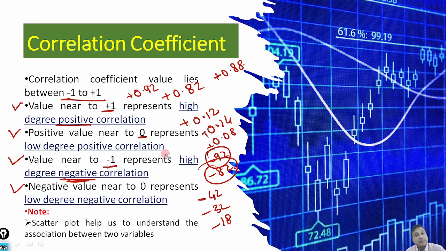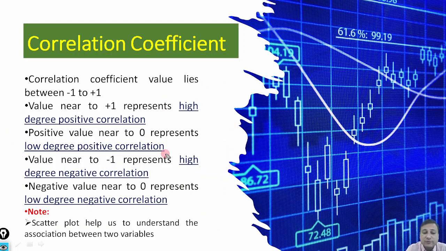To understand this in a better way, we are going to discuss a few examples. But before going to the examples, here is an important note: the scatter plot helps us to understand the association between two variables. A scatter plot is a kind of chart that we can draw using MS Excel and SPSS, and we have already covered in previous lectures how to construct different charts using MS Excel and SPSS.